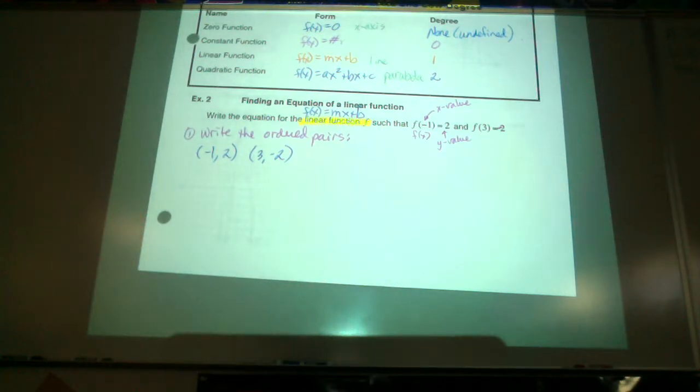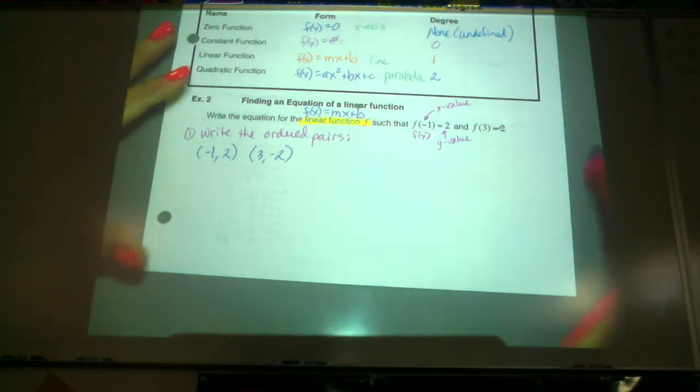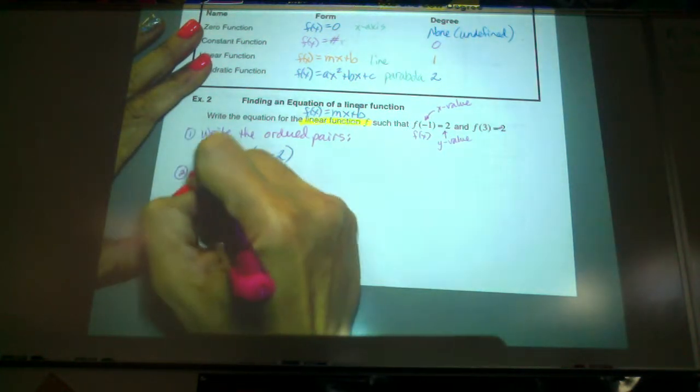Now, given two ordered pairs, how do we find the equation of that line? I don't use slope-intercept form. But before we do anything, we do have to find slope, right? And then we'll use something else that's typically easier than slope-intercept. So step 2, find the slope.